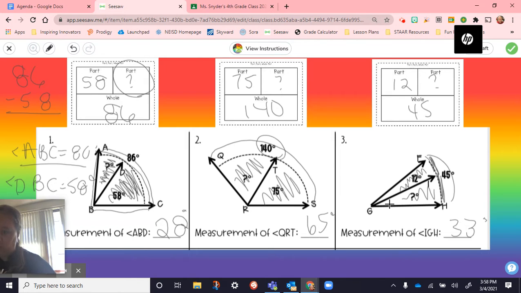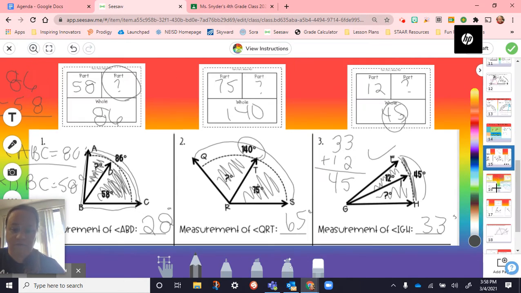Now to check these, all you have to do is take the two parts. So let's say 33 and 12. So there's my two parts. I'm going to add them together, and I get 3 and 2 is 5, and 3 and 1 is 4. So if that adds back up to that whole, then I know I did it correctly. So that's just a little way you can check yourself.